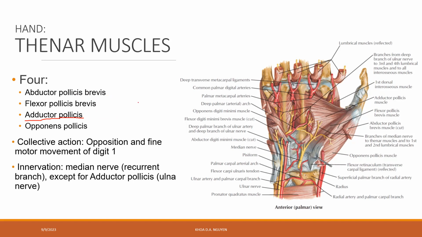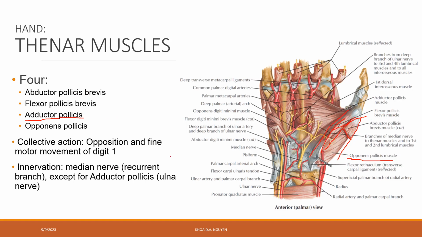Number 1, you have the abductor pollicis brevis, which is the superficial one right here. And when you cut that off, you will see that there is also a muscle underneath that, more deeper. You have the opponens pollicis muscle, which is the deeper muscle to the abductor pollicis mentioned above. And then more medial to the abductor pollicis brevis muscle, you also have the flexor pollicis brevis muscle that is right here.